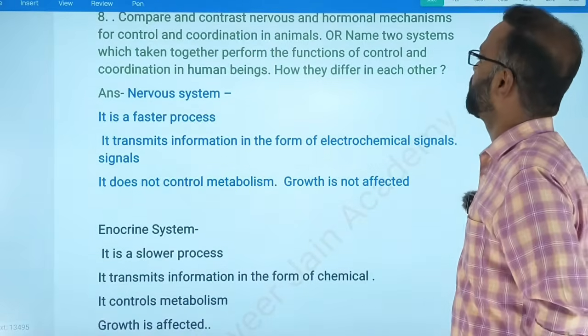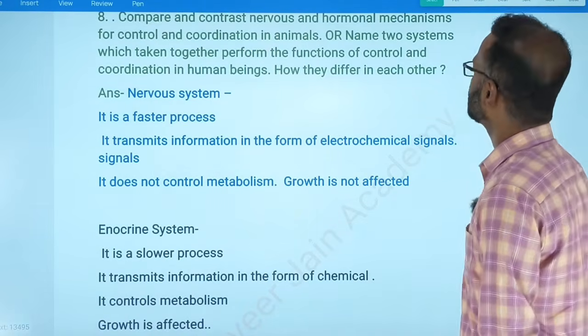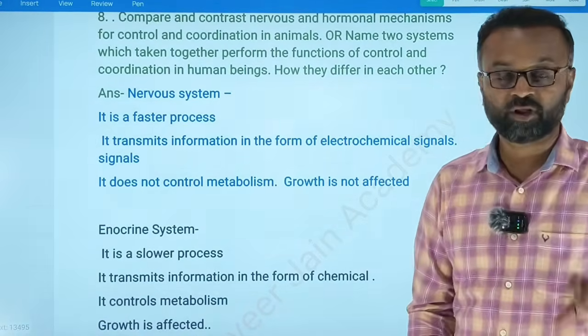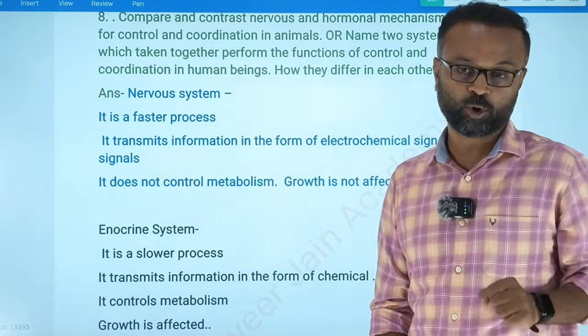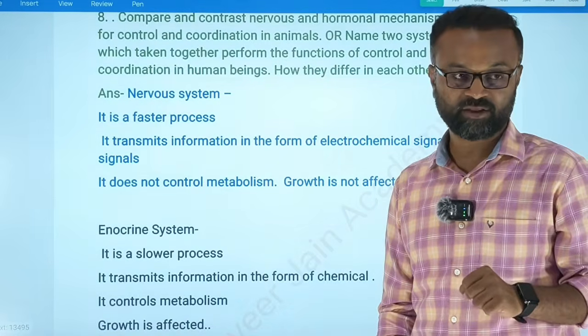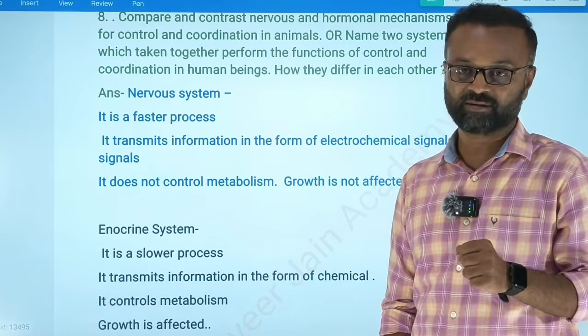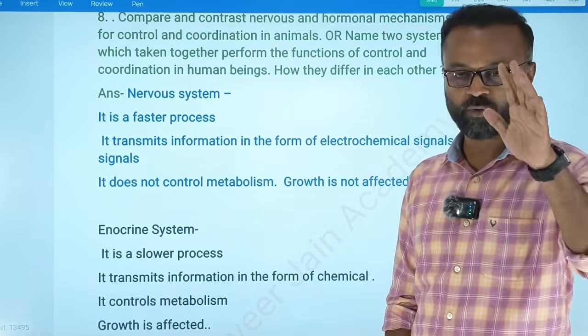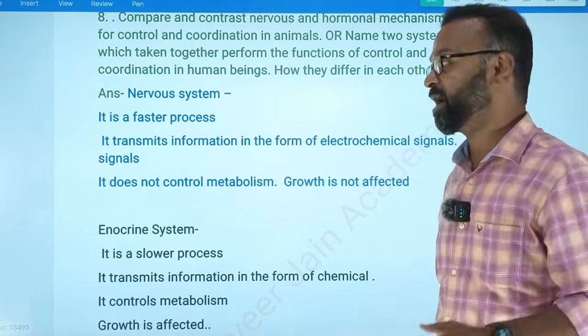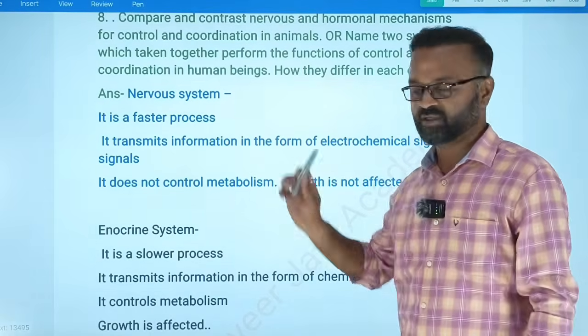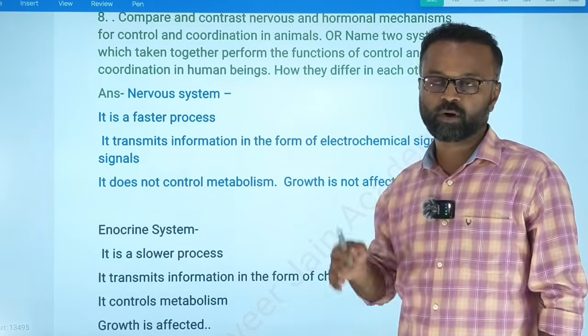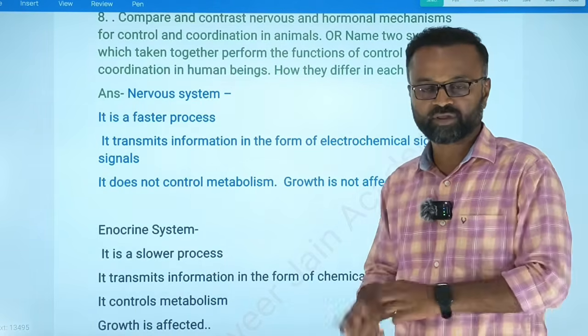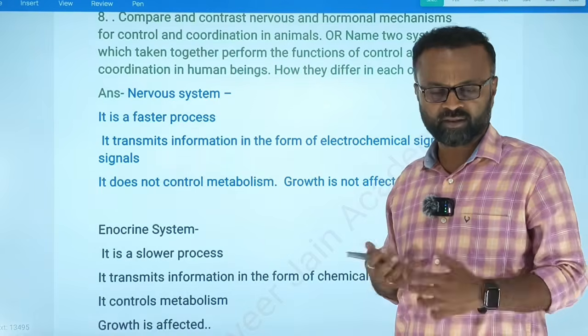Compare and contrast the nervous and the hormonal mechanism. They are asking you to compare between the nervous coordination and the hormonal coordination. Sometimes they ask for the difference, and so many students will not answer this properly. Nervous coordination, with the help of the nervous system, what all things will happen. Now see here, the nervous system is a fast process, right? If somebody calls, you will suddenly respond, right? Somebody will pinch, you suddenly react, right? Why? It is a faster process.